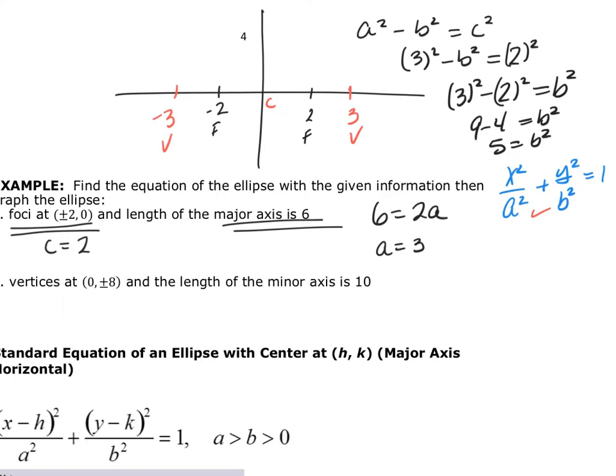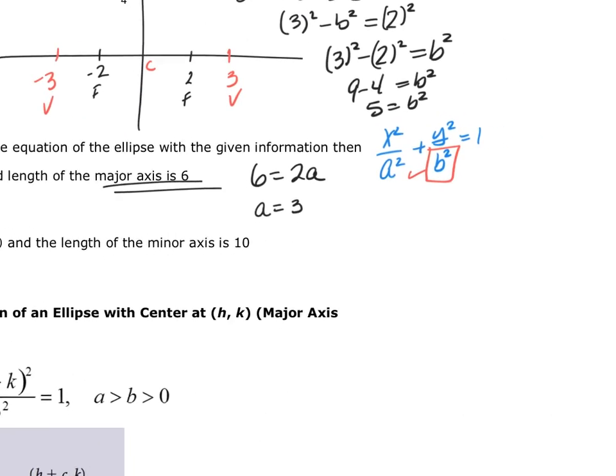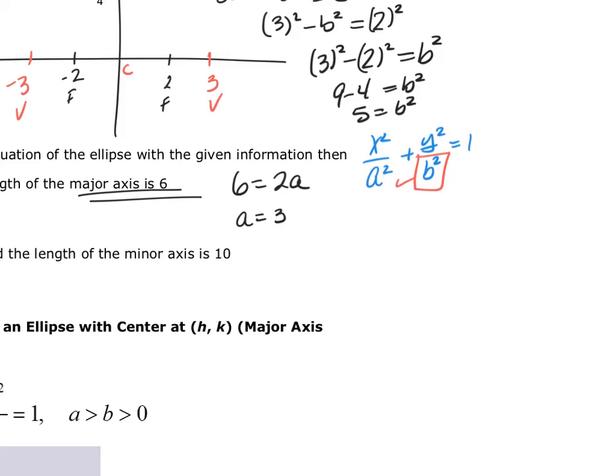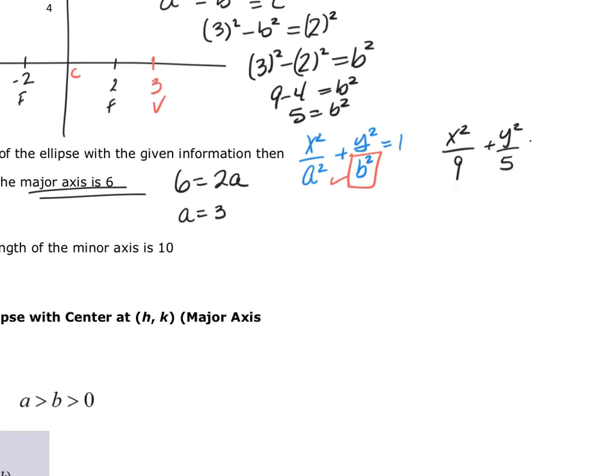So I'm just asked to find the equation. I'm not asked to graph this. So I'm not going to take that extra step and take the square root of it, because what I need here is b squared. I don't need b is equal to, so I'm not going to take that extra step. Is it wrong to? No, it's not wrong to. I'm just not going to, because I'm not asked to graph it. So what I now have is x squared over 9 plus y squared over 5 is equal to 1, and that's it.